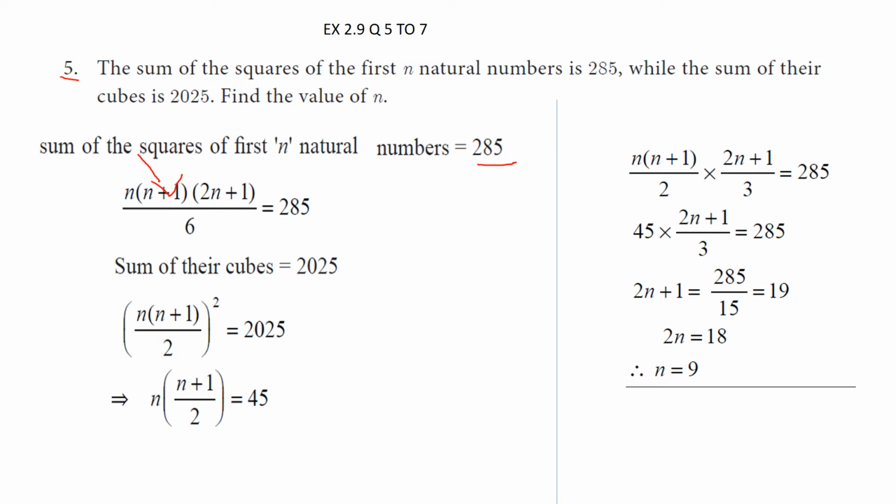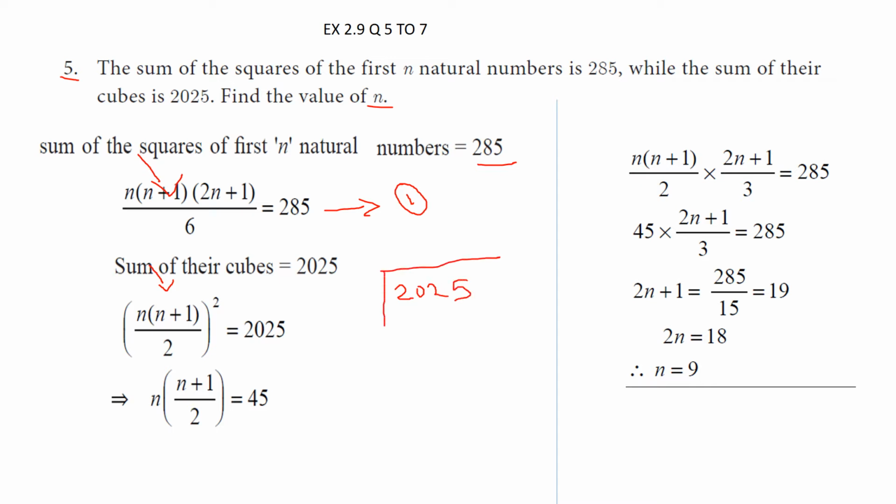So you put this as the first equation. Next, the sum of their cubes is equal to 2025. That formula is n into n plus 1 by 2, whole squared, equal to 2025. We will find the value of n. So we will find the square root of 2025. For 2025, I have used the long division method.